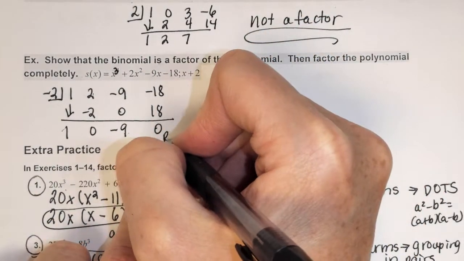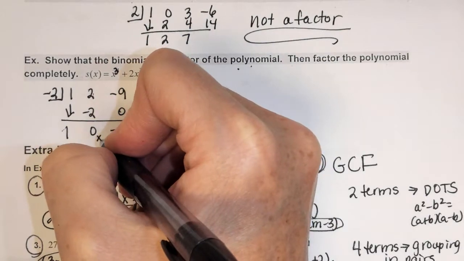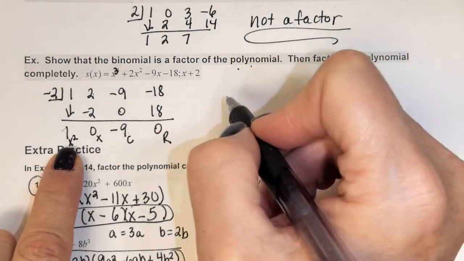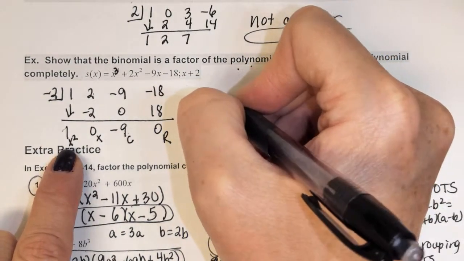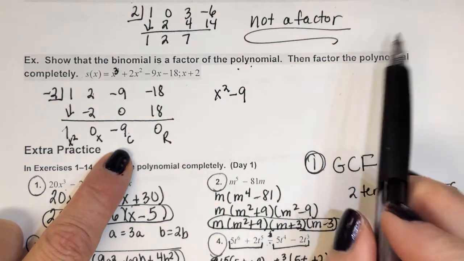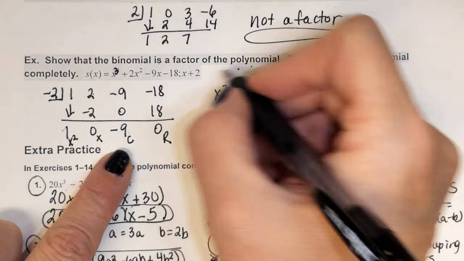Okay, so now look at what we're left with. Remember, this is our remainder. This is our constant term. This is our x term. And this is our x squared term. So what are we left with then, guys? X squared minus 9. We're supposed to completely factor this. How does x squared minus 9 factor?